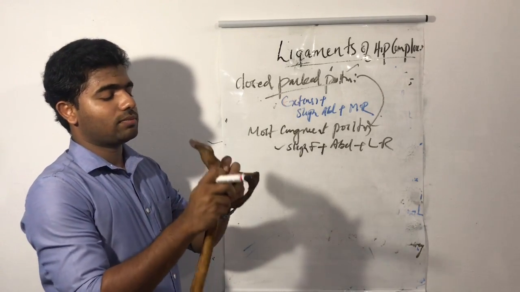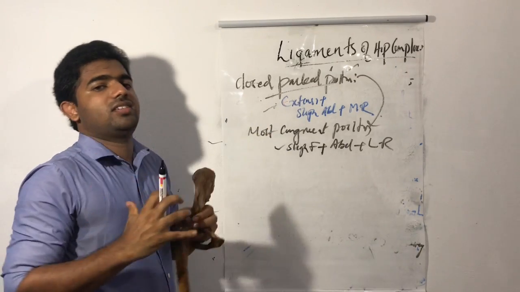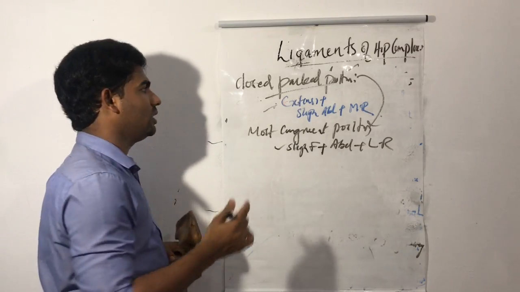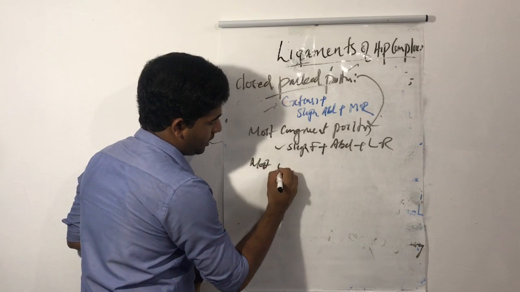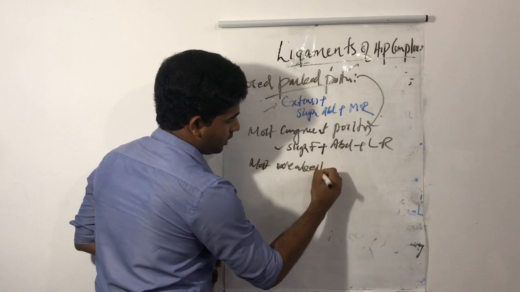The bone is in maximum congruency. Here it is the closed pack position. Everything is tight: ligament, capsule, the synovial fluid, everything is of a closed pack nature. That is closed pack, that is most congruent. Now, the weakest position.